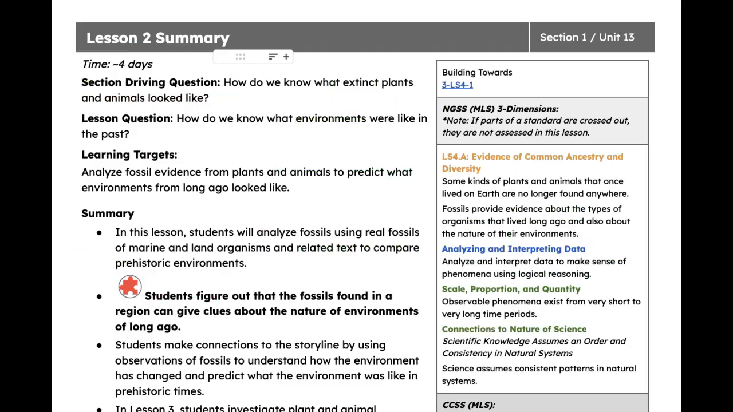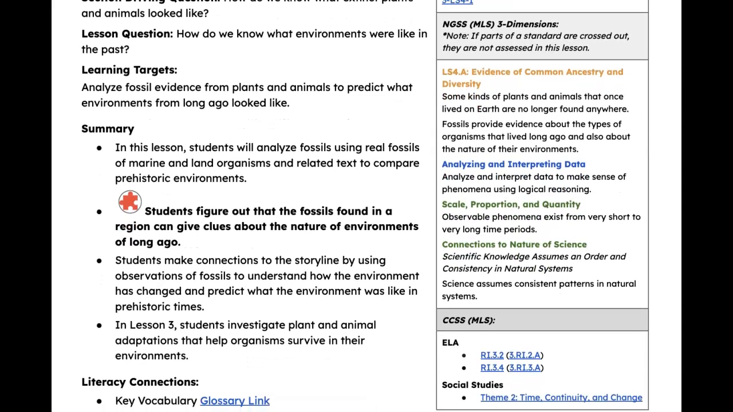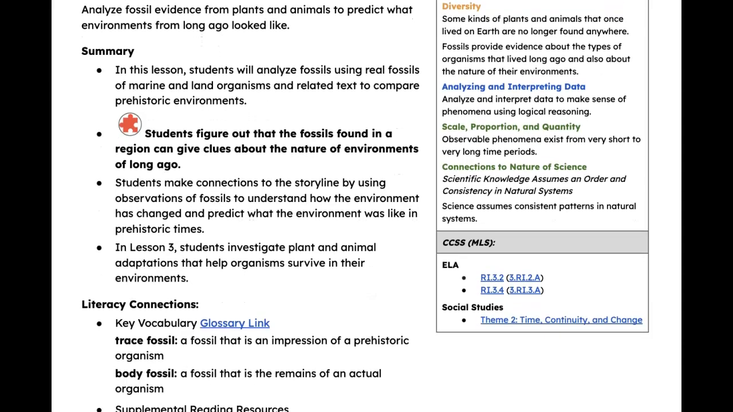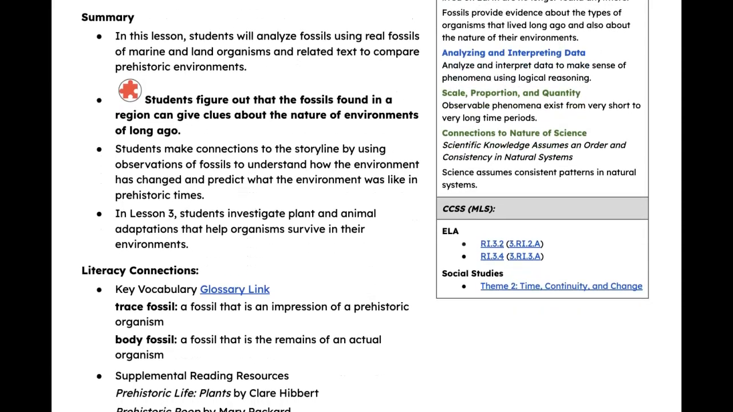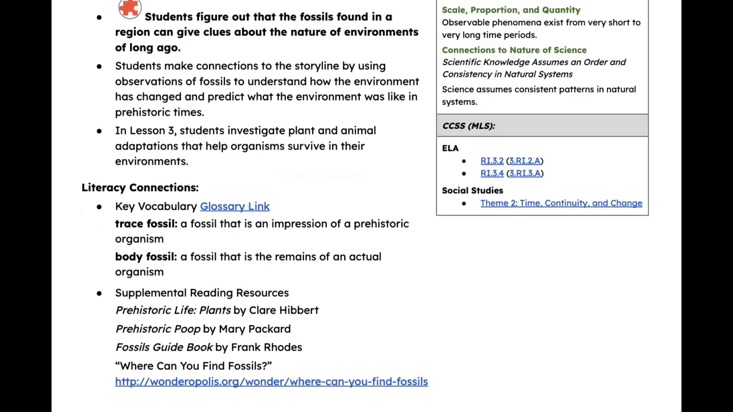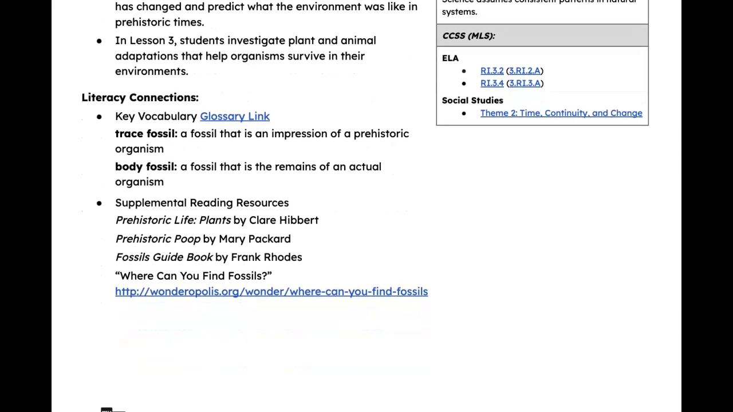There are several opportunities for ELA and social studies cross-curricular connections throughout the lesson. You can look for specific standard connections in the Unit 13 Teacher Guide. This lesson will take approximately 4 days to complete.